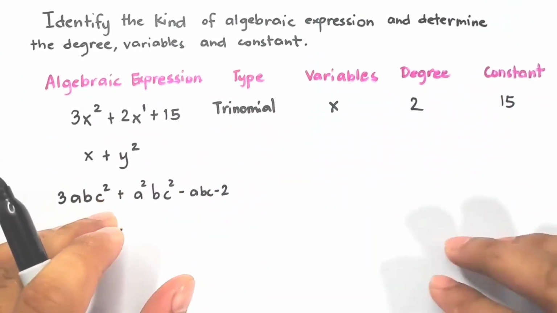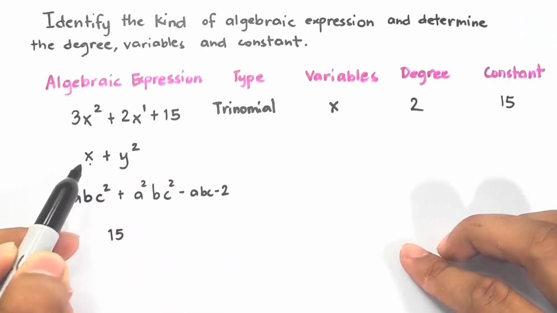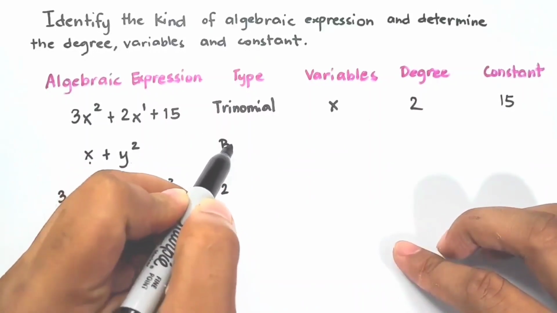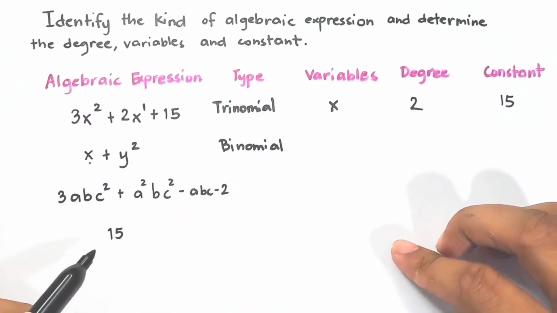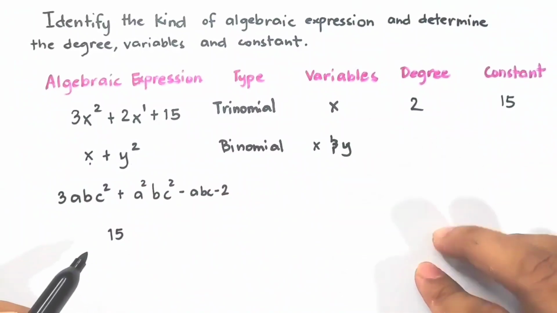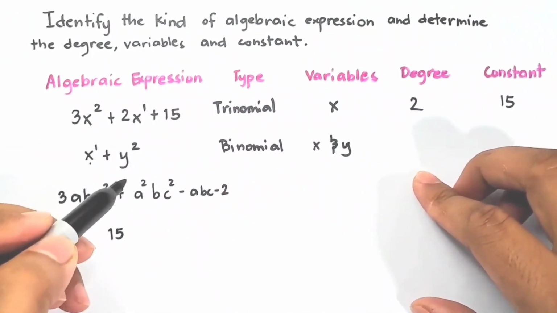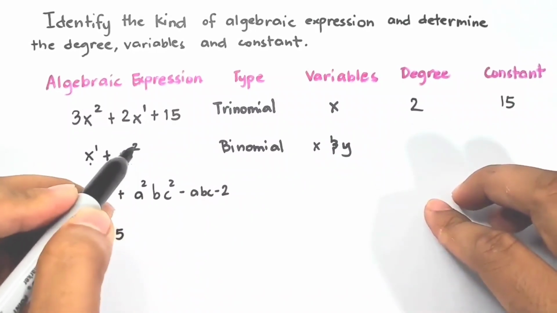Okay? So let's continue. We have x plus y squared. For x plus y squared naman guys, bilangin natin yung ating terms, 1 and 2, meaning the type is binomial. For the variable, we have x and y. For the degree, compare natin. The variable x has the exponent of 1, while the variable y has the exponent of 2. Which one is greater? Itong greater natin yung 2.